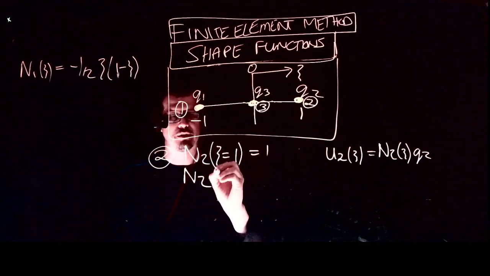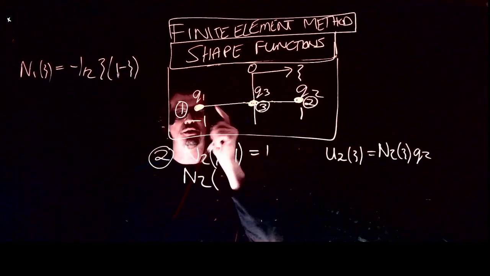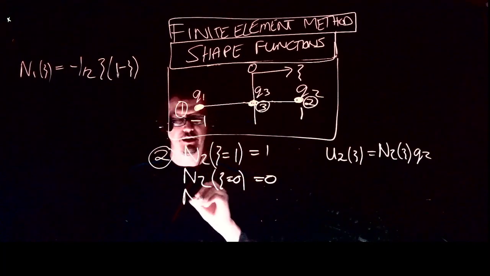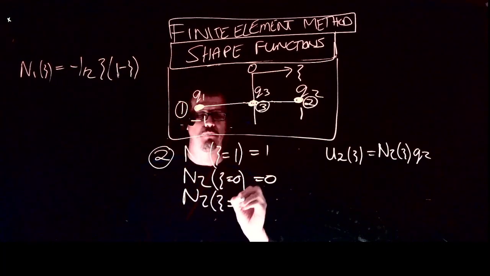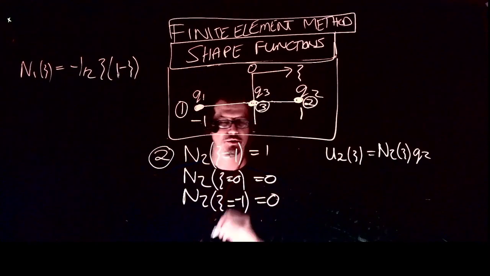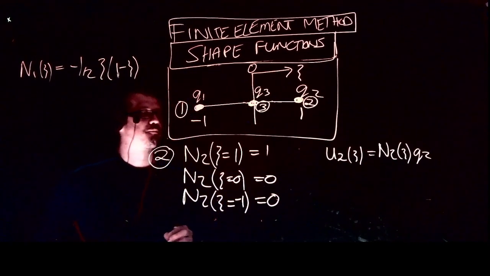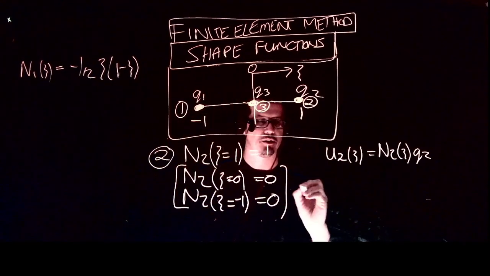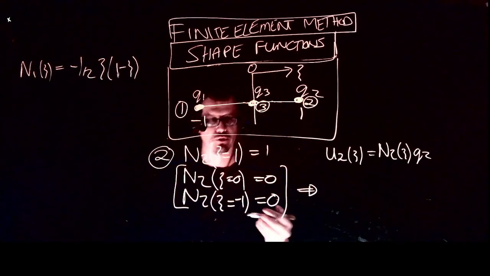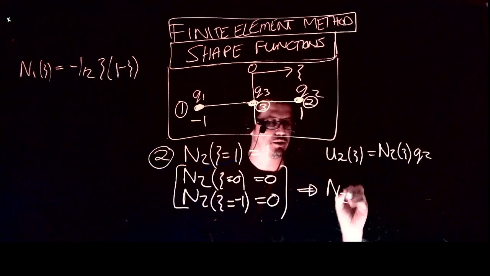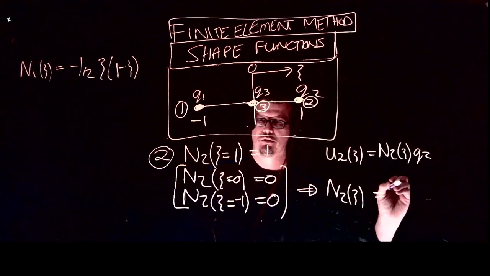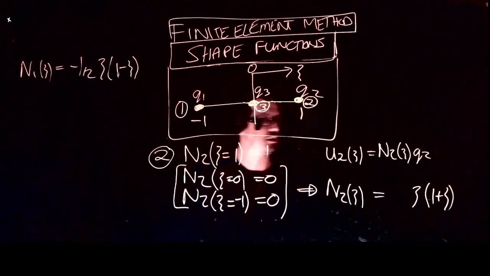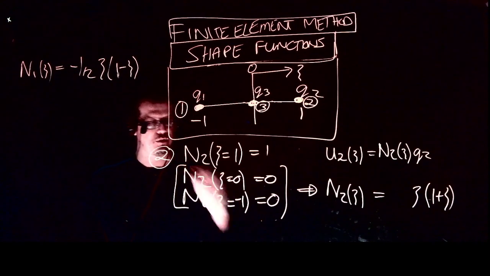N2, I don't want it to have a contribution at this node or at this node. So at psi equals 0, I want to make sure it's 0, and N2 at psi equals minus 1, I want to make sure it's also 0. So these again are my roots. I can construct this equation from its roots. So N2 should have the form psi multiplied by 1 plus psi. I just take it to this side and get my root.